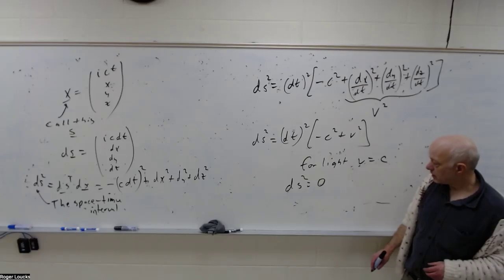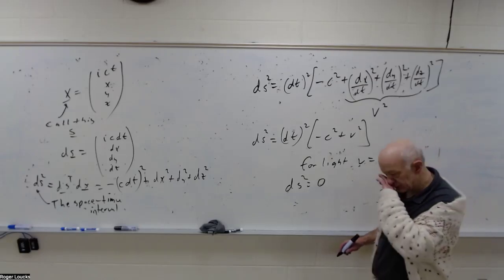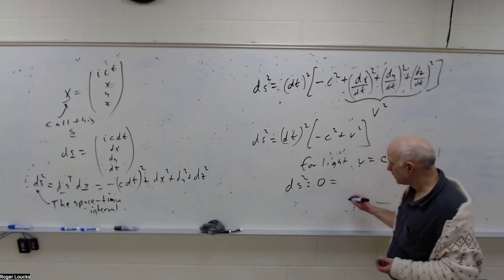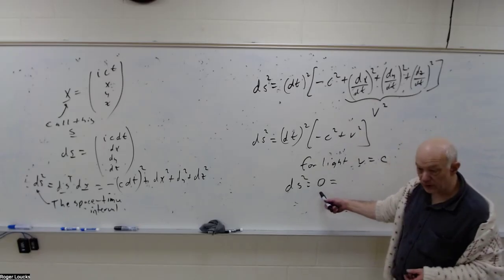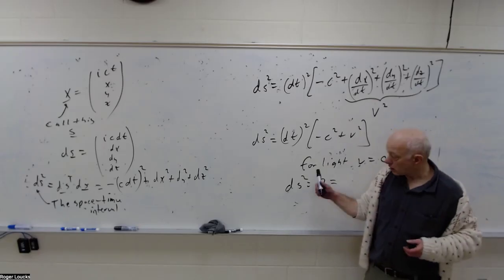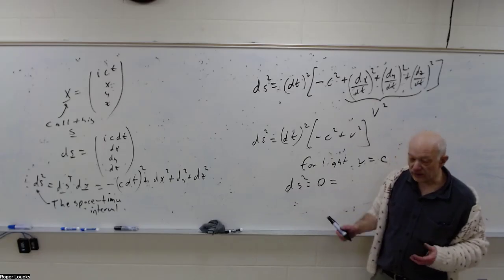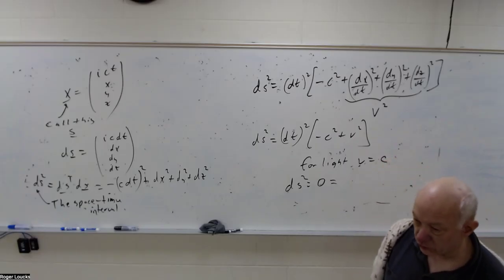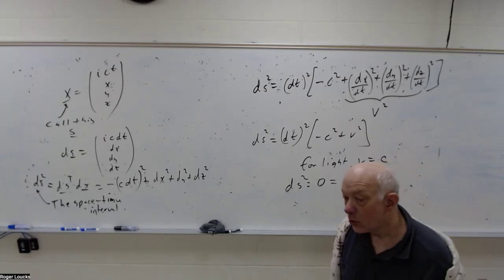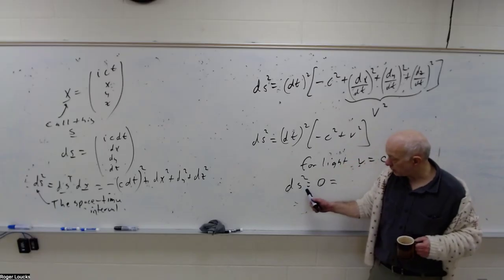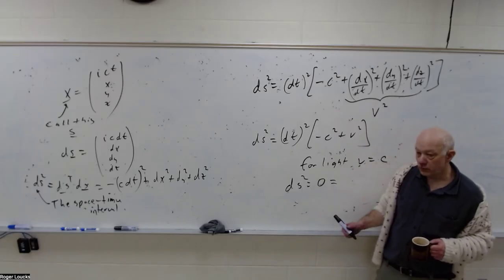Okay, so how can I write this here? I can write this in a different way. This is always true, and this is always going to be the case for light. Light will always have a space-time interval of 0. And that's going to be useful for us because periodically we're going to have really complicated space-time. We want to figure out how light moves, and so we're going to set the ds to 0.